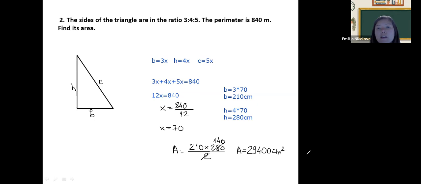Is this exercise clear? Every time a ratio is given, we can use x to find the sides. If the perimeter is given, we add them together. Or not, we can use the Pythagorean theorem. For example, if c and the ratio are given, we can use the Pythagorean theorem to find it. I think it's clear for everyone. If not, let me know.